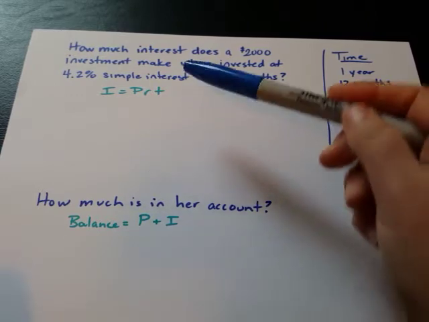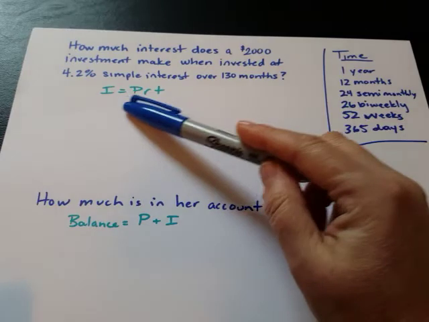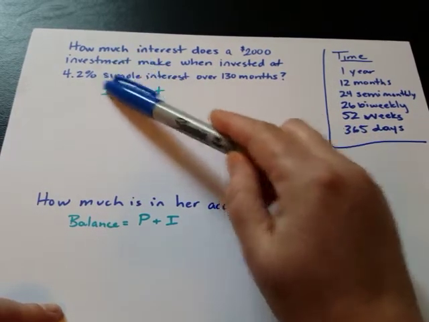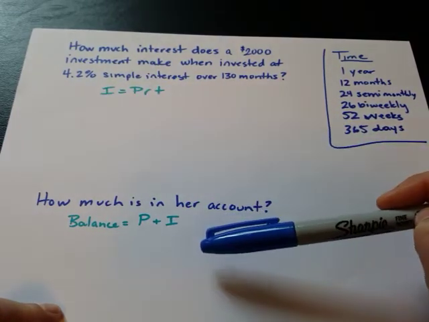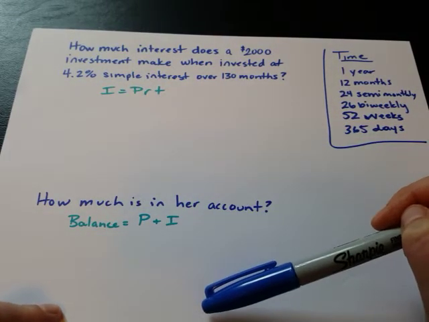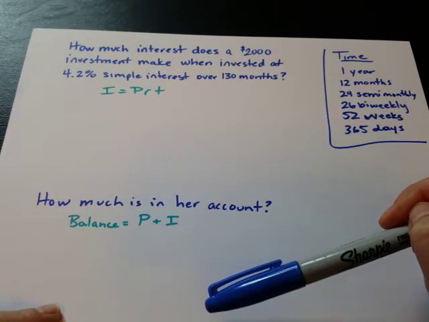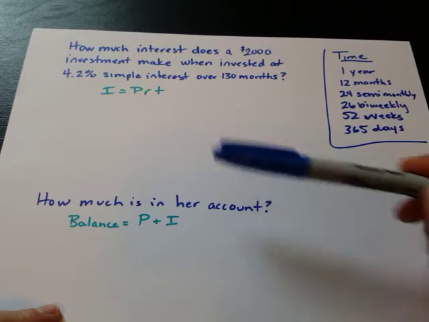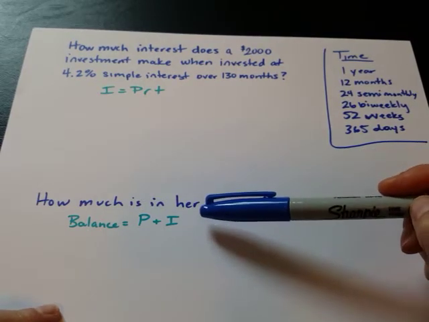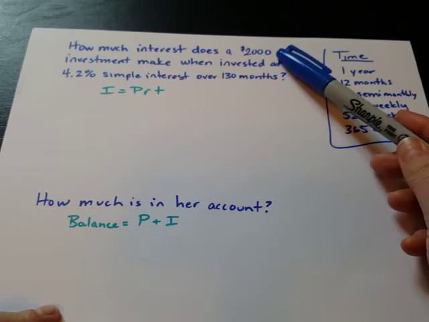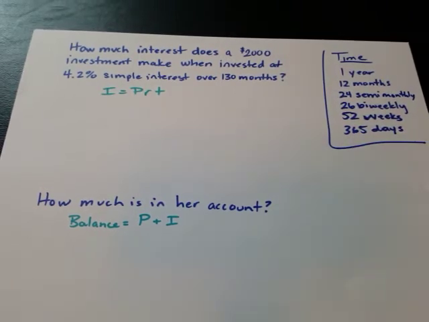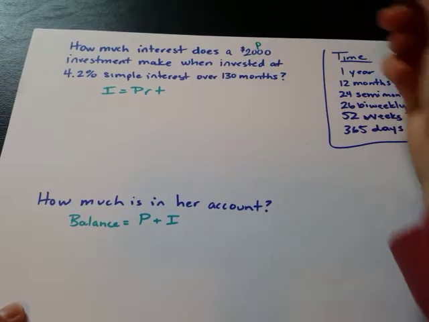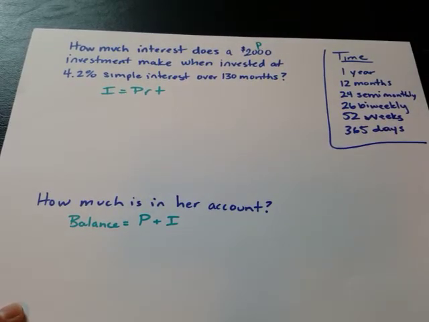So we've got our simple interest formula, I equals PRT. We know that this is going to be a simple interest question because we see the word simple in the question. Oftentimes it doesn't include the word simple, but if we see the word compound, we definitely will not be using this formula. So in this case, we've got a single investment of $2,000. Feel free to indicate to yourself what those keywords are.